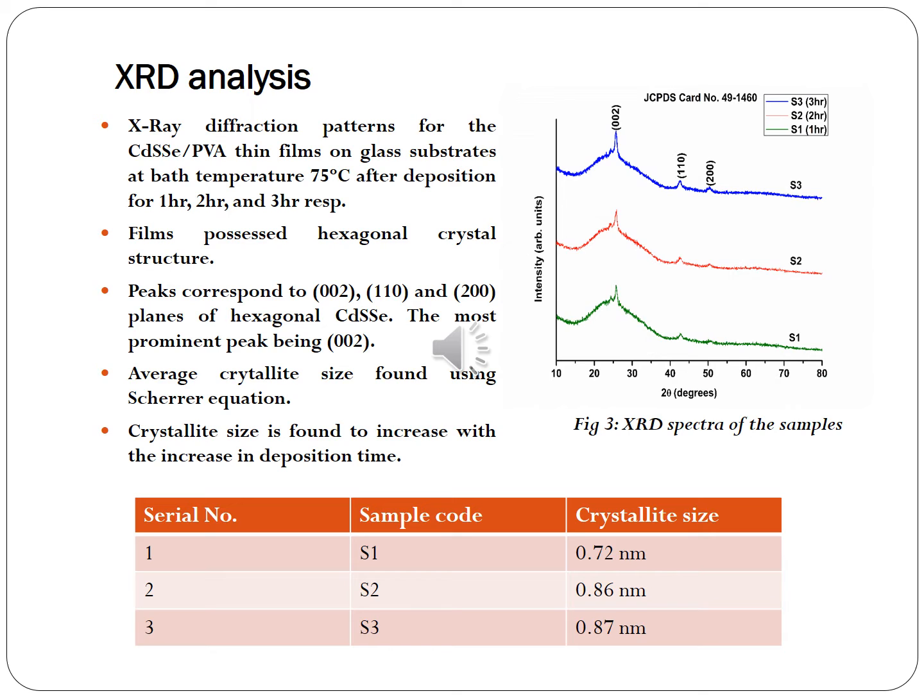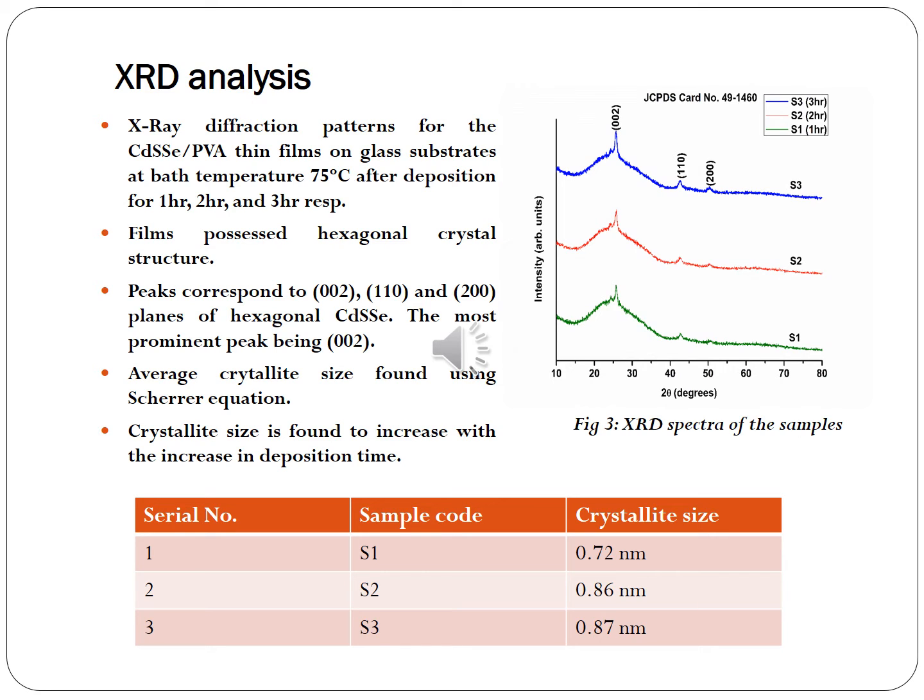There were three peaks in the XRD spectra. It was 002, 110 and 200 planes which corresponded to the hexagonal cadmium sulfoselenide. The most prominent peak was 002. Average crystallite size was found using the Scherrer equation. The crystallite size was found to increase with the increase in deposition time.